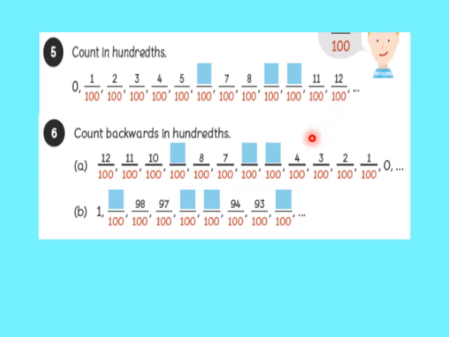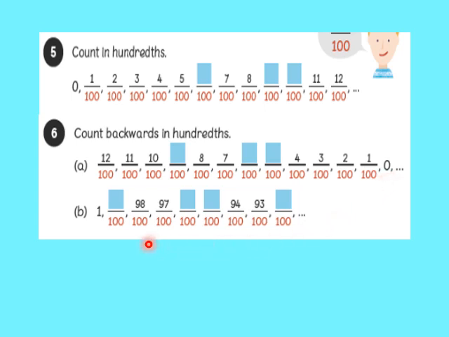Now let's see, can we count backwards in hundredths? 12/100ths, 11/100ths, 10/100ths, 9/100ths, 8/100ths, 7/100ths, 6/100ths, 5/100ths, 4/100ths, 3/100ths, 2/100ths, 1/100th and then 0.